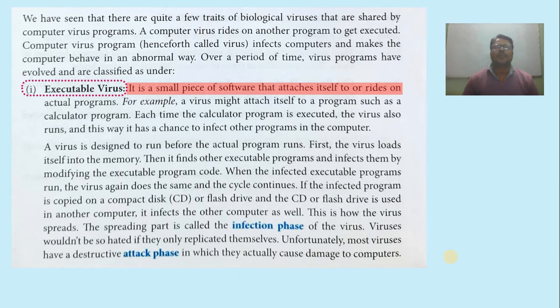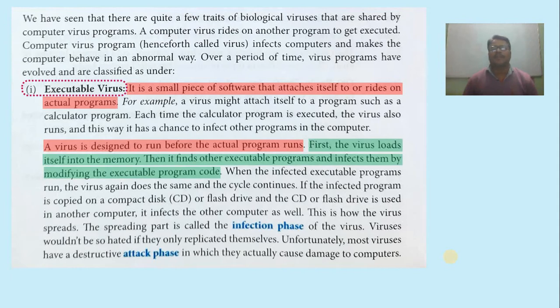It is a small piece of software that attaches itself or writes on the actual program. So which type of virus is this? A small piece of software that attaches itself automatically and writes on the actual program, whatever program is working. The virus is designed to run before the actual program runs. That means the virus will be active, and when the actual program works, at that time it will be infected.